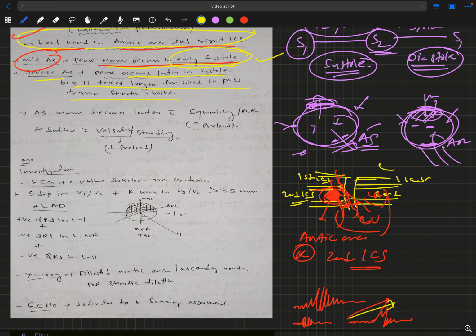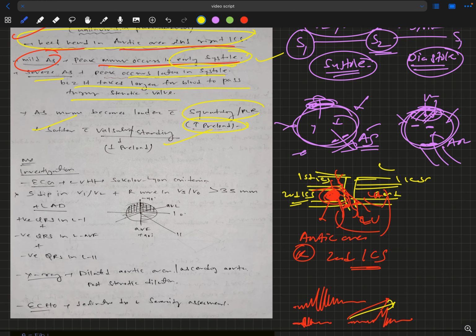The murmur becomes louder with squatting or the passive leg raise test. During squatting, there is an increase in preload, and in case of the passive leg raise test, there is also an increase in preload. That will lead to an increase in loudness of the murmur, and the murmur becomes softer during Valsalva straining.